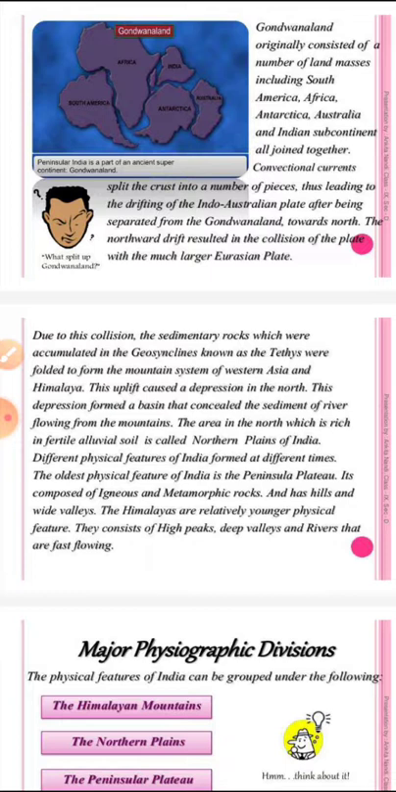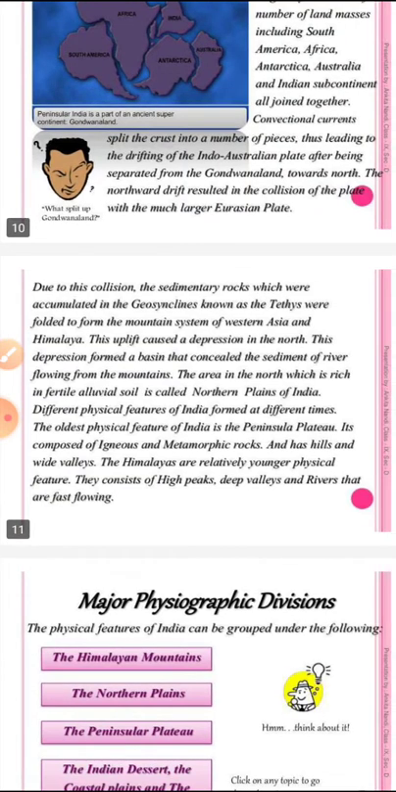And with regard to the southernmost part of our country, that is the peninsular plateau, this is the broken part of Gondwana land, and this part is considered the most stable block or landmass of our country. So this question is very important. You may be asked to name the oldest landmass of our country, so you will write the peninsular plateau. And with regard to the Himalayas and the northern plain, they are the most recent landforms.